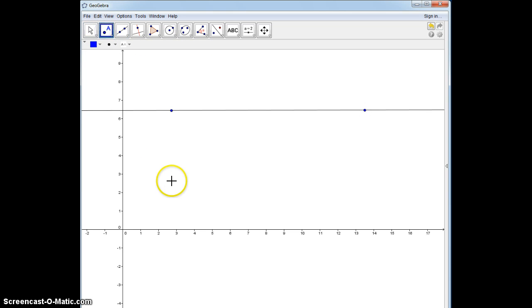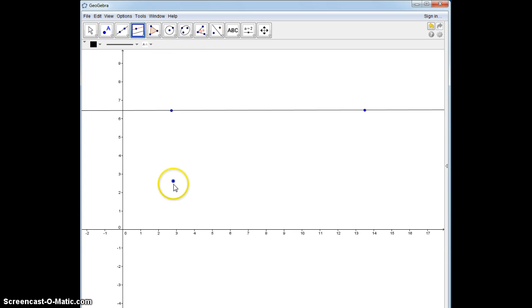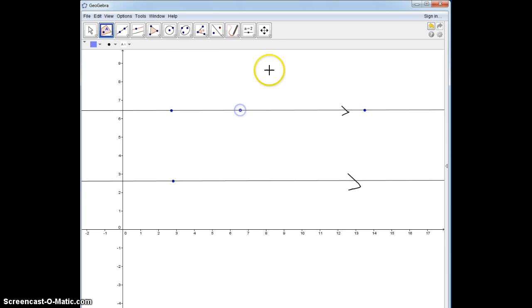So I'm going to put our points down on the screen and go to this parallel line tool. Click on the point and this line. Now I have created two lines that are parallel. And now I'm going to put a point on this line, above the line, and create a line. This is my transversal. So let me write that down, type it in.